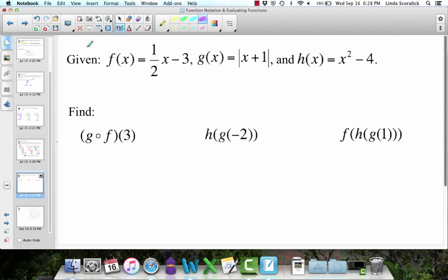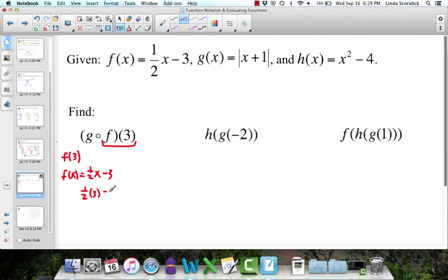So let's look at a few more examples. We are going to do that g of f of 3 problem. So let's take a look. Here this one is presented with that open circle. We're still going to start here. We're starting with the letter that's closest to the number. So starting with f of 3, that means we need the f of x function. So f of x is 1/2 x minus 3.